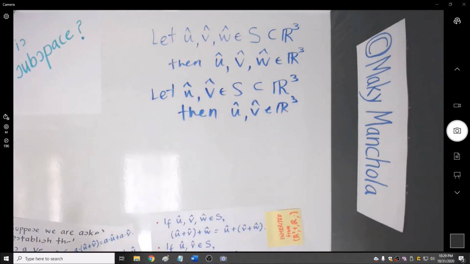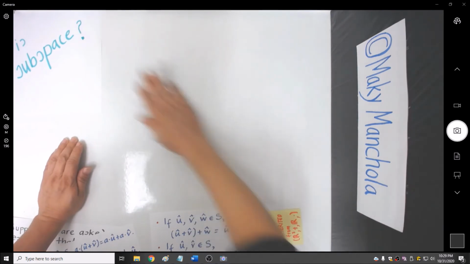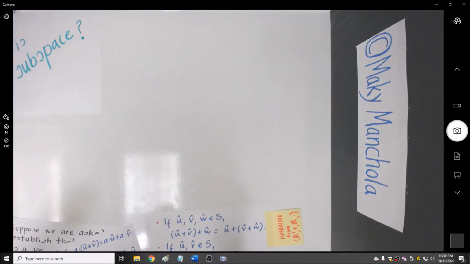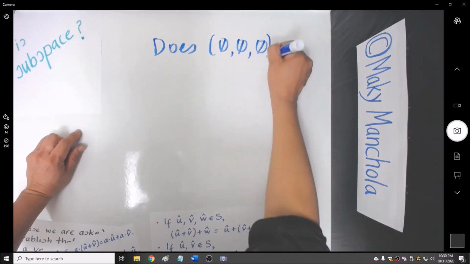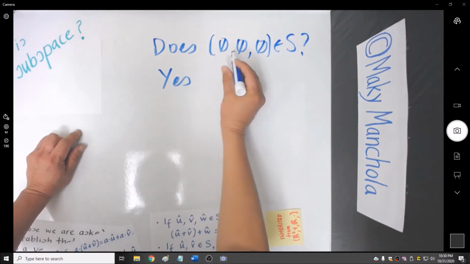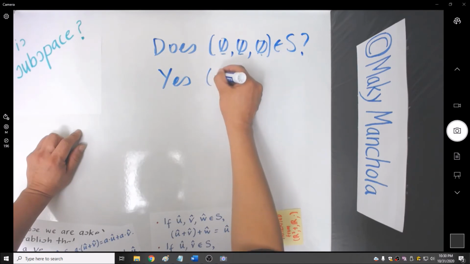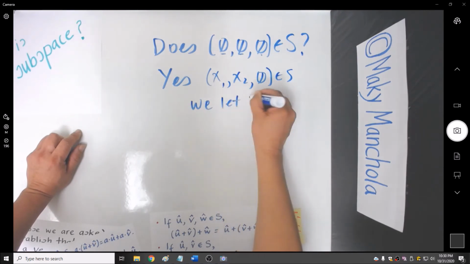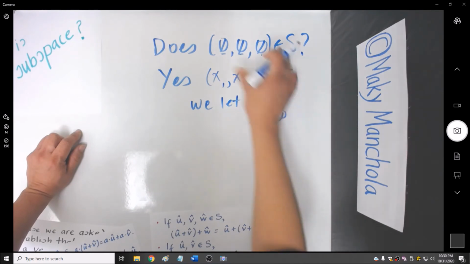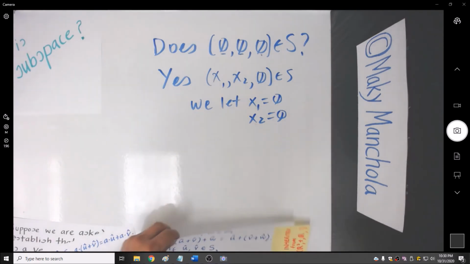Now that one, let's see what S is. S contains every ordered triple x1, x2, 0. So does 0, 0, 0 belong to S? The answer is yes, of course, because here you have a real number, here you have a real number, and here you have 0. Yes. Here you have x1, x2, 0 belongs to S. We let x1 equal 0, x2 equal 0. So theta belongs to S. Okay, so this particular set S happens to contain theta.